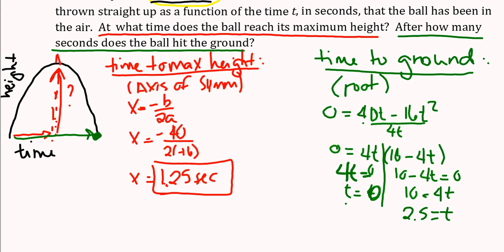Now you may be wondering why we have two possible values for t here, and that's because I have two roots. I have one at the beginning and one at the end. The one I want is when it hits the ground at the end, so what we want is 2.5 seconds. And there you have it.